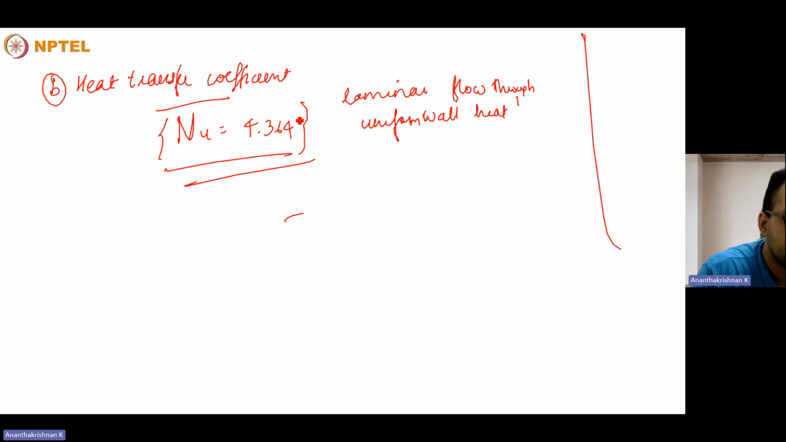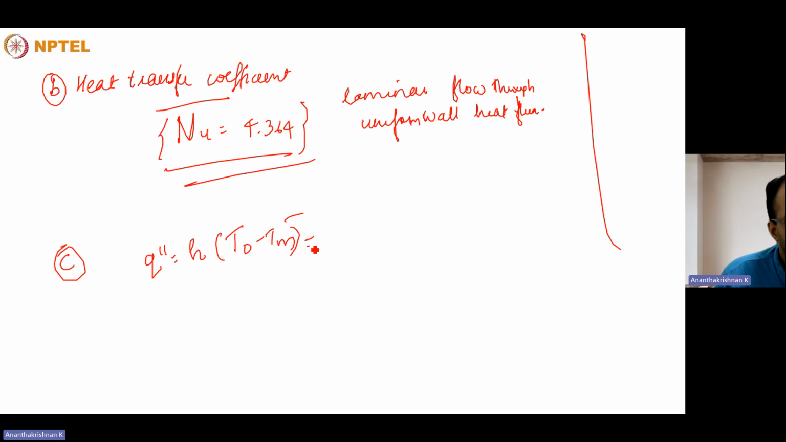For the uniform wall heat flux case, we can use a constant Nusselt number 4.364 that follows the same approach as that of the second question. Then we have to determine the temperature difference between the wall and the mean temperature. So we could write the heat flux is equal to the heat transfer coefficient multiplied by the temperature difference between the wall and the mean temperature.